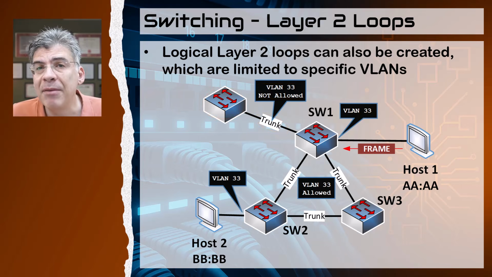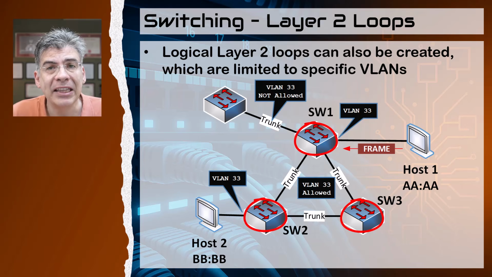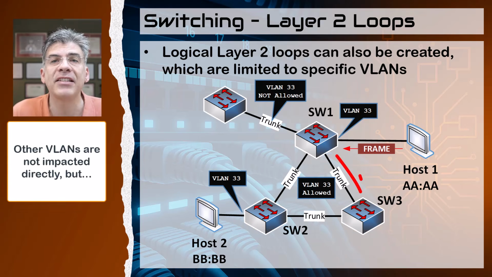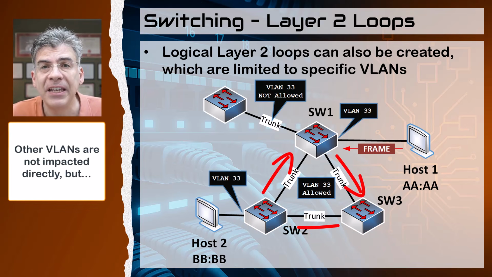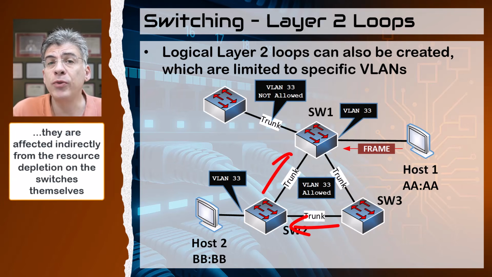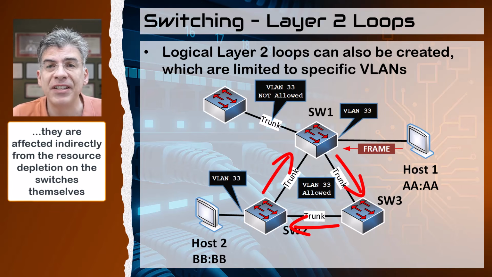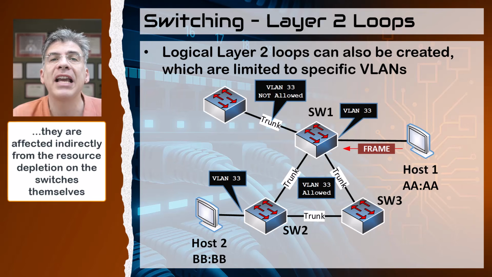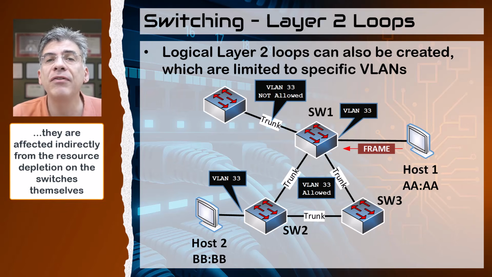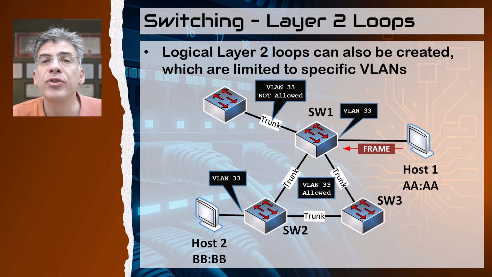Now, other VLANs that may be configured on switches 1, 2, and 3 will not be impacted directly. So if these switches have other VLANs such as VLAN 10, 20, and 50, they would not experience a broadcast storm. However, these switches have been impacted on their resources, such as the buffers on the physical interfaces, CPU processing, as well as memory. So any other VLANs configured on the switch will be indirectly impacted simply because the switch resources will be taxed and those other VLANs will not be served appropriately.